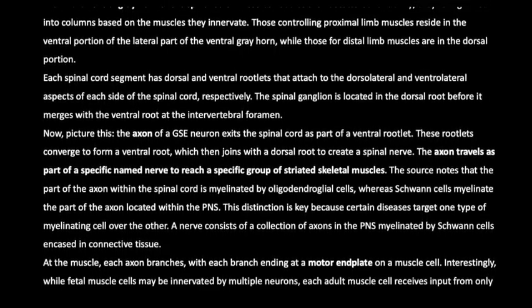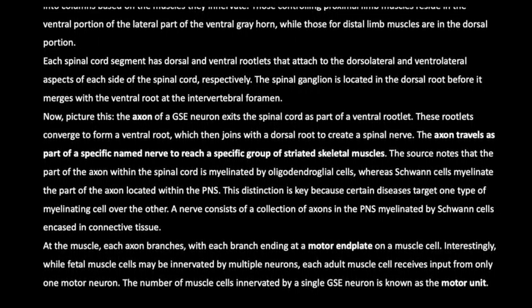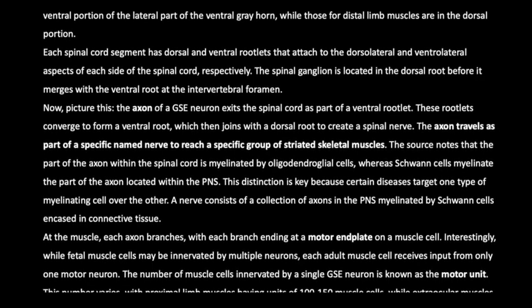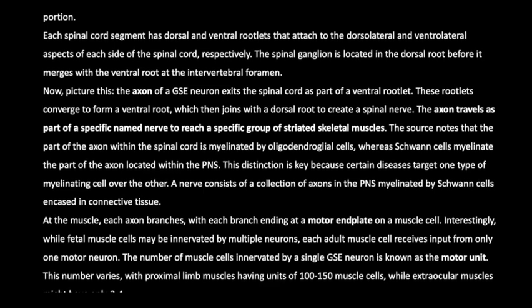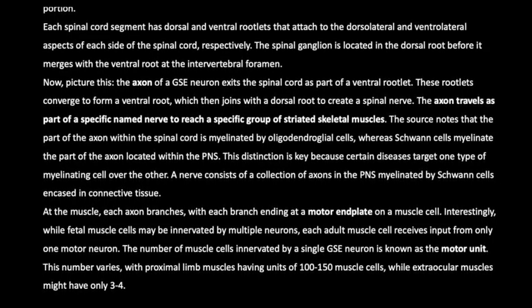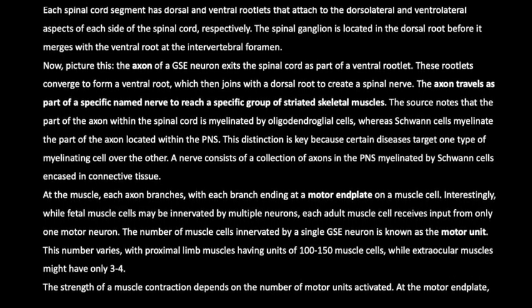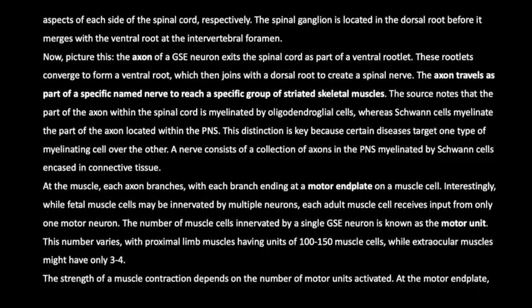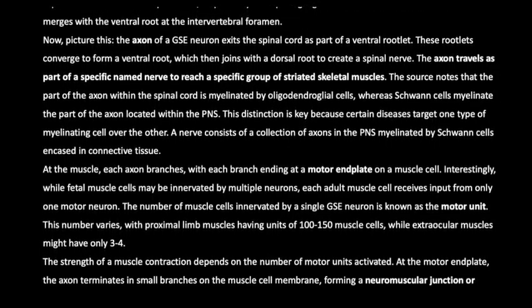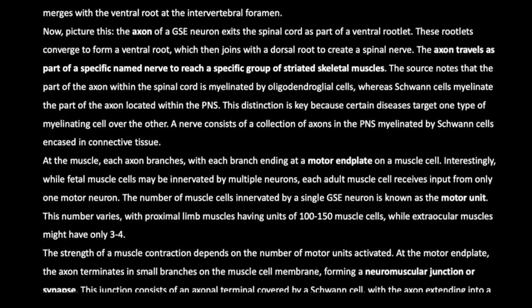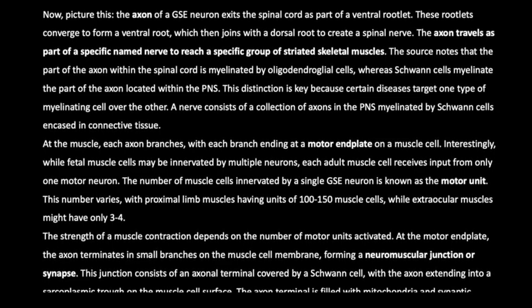Now, picture this. The axon of a GSE neuron exits the spinal cord as part of a ventral rootlet. These rootlets converge to form a ventral root, which then joins with a dorsal root to create a spinal nerve. The axon travels as part of a specific named nerve to reach a specific group of striated skeletal muscles. The source notes that the part of the axon within the spinal cord is myelinated by oligodendroglial cells, whereas Schwann cells myelinate the part of the axon located within the PNS. This distinction is key because certain diseases target one type of myelinating cell over the other.